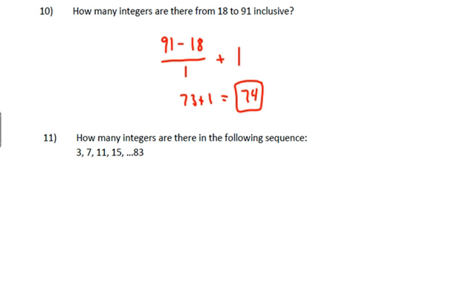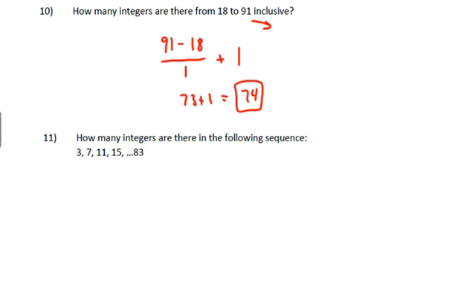Another way to think about it is to actually move your numbers to start with 1, which means to subtract 17 from 18 to get 1. And if you subtract 17 from 18, you can also subtract it from 91, and that would give you 74 as well. That's not as reliable a method to do these problems.